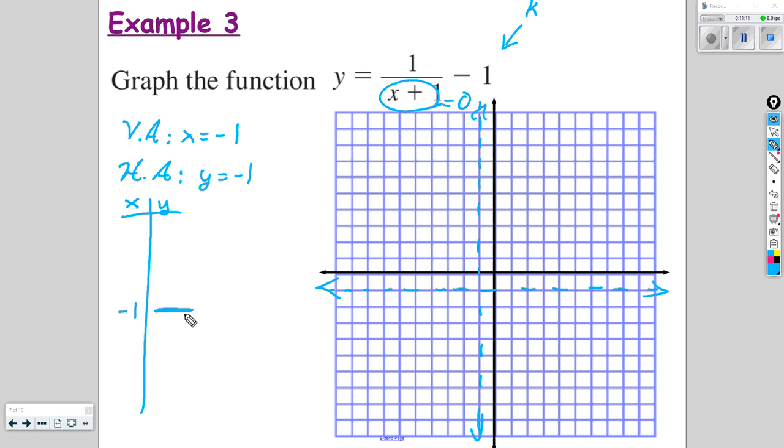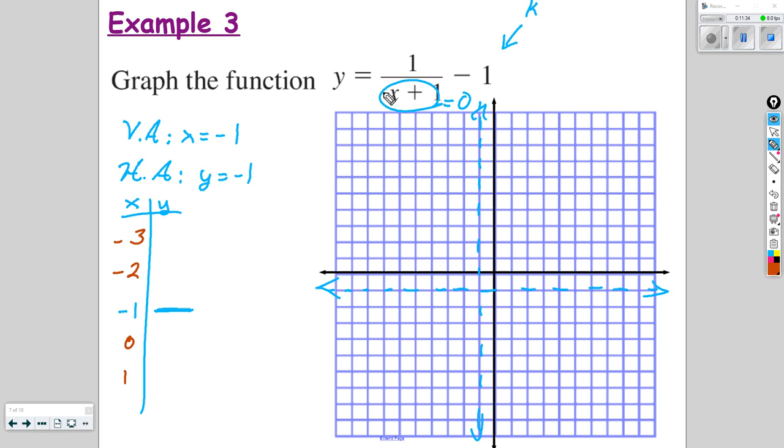Okay, so we have 1 in the numerator. We just want to figure out what are some values in the denominator that would be easy to plot. Now, I'm only going to plot 2 values on each side of the vertical asymptote here. So I'm going to plug in values -3, -2, and then 0 and 1.